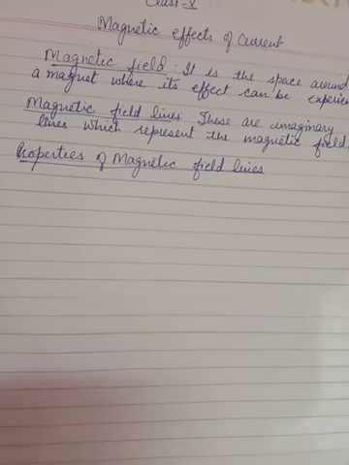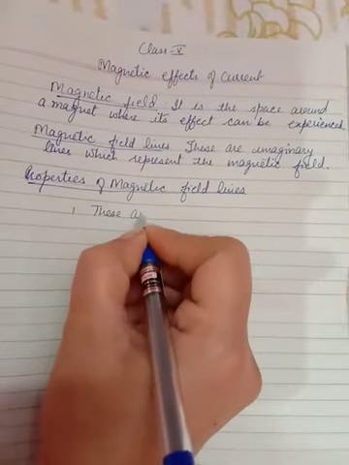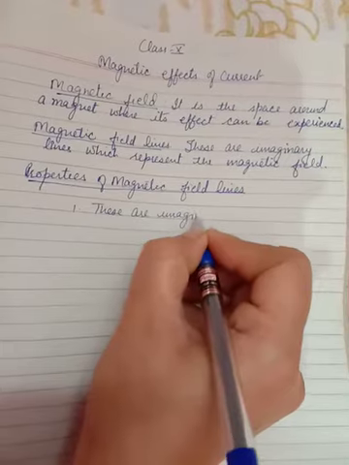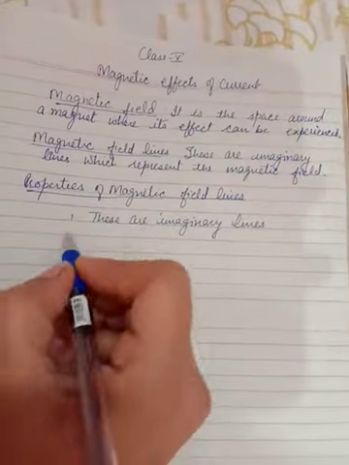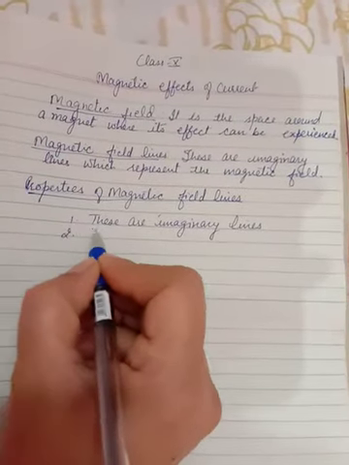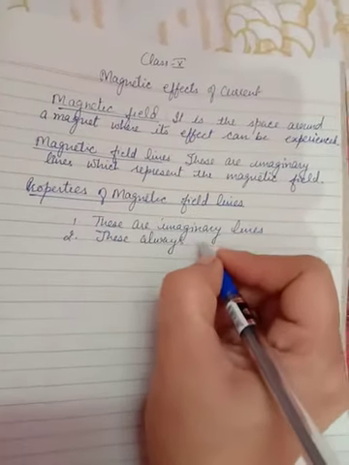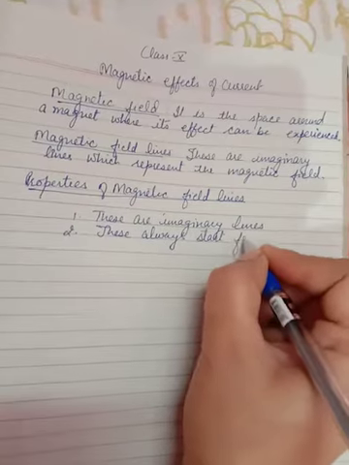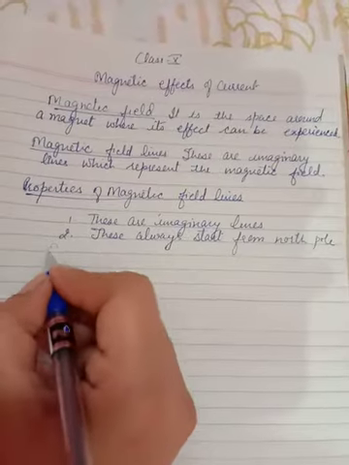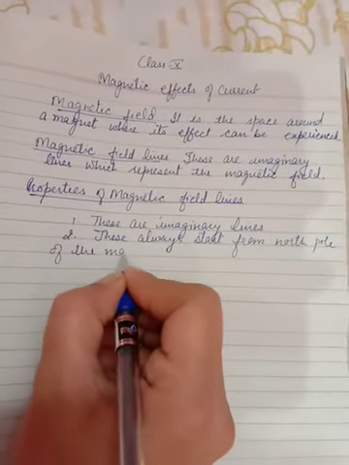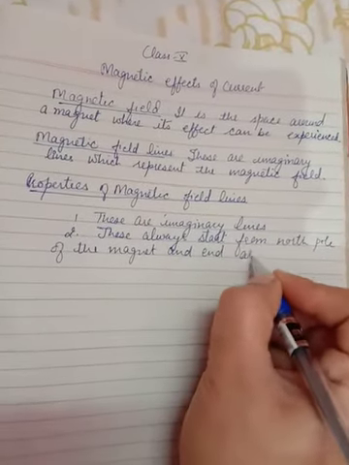The first property is that these are imaginary lines. The second thing is that these always start from the north pole of the magnet and end at the south pole.